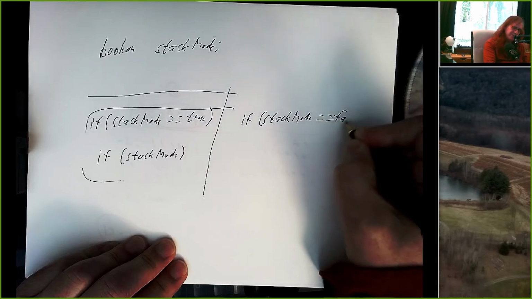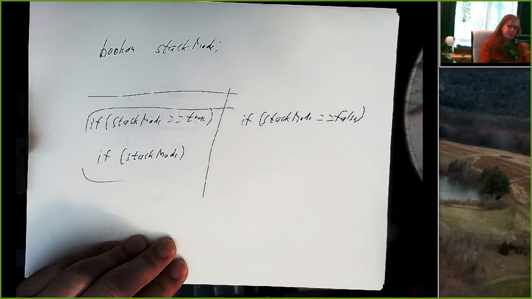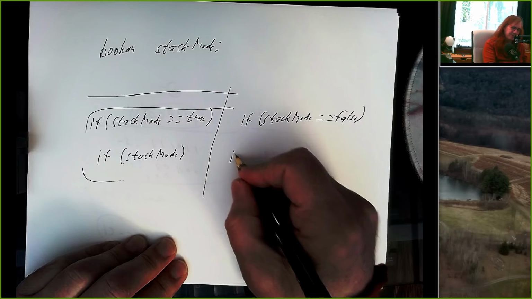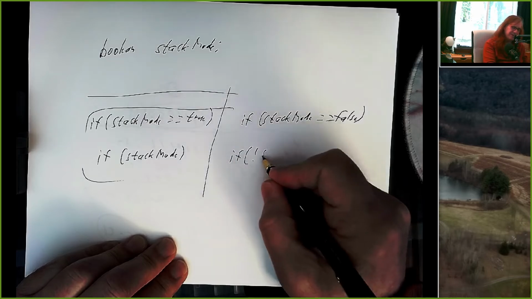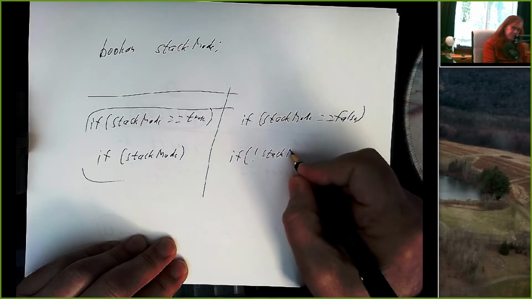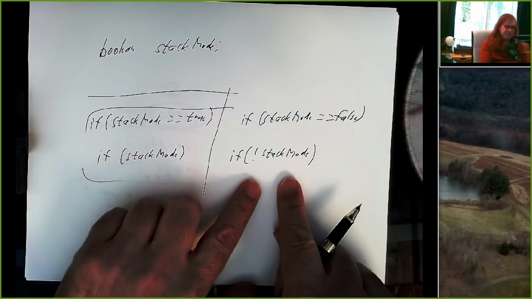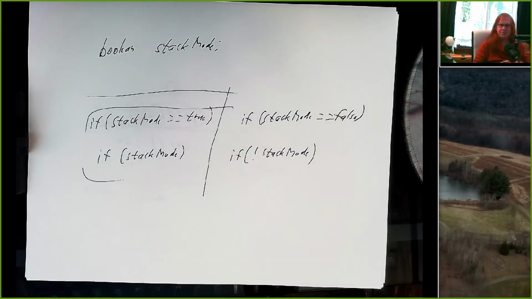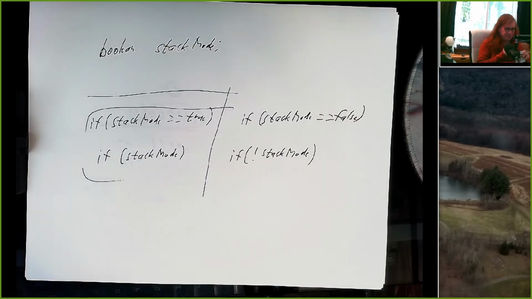So if I want to know if stack mode is false, I could say if stack mode equals false, but I can also do this. I can say if not stack mode. And this will have the exact same truth value as that. Because if stack mode is false, then not stack mode will be true. So think like CSE223 booleans. These things work like propositional variables.